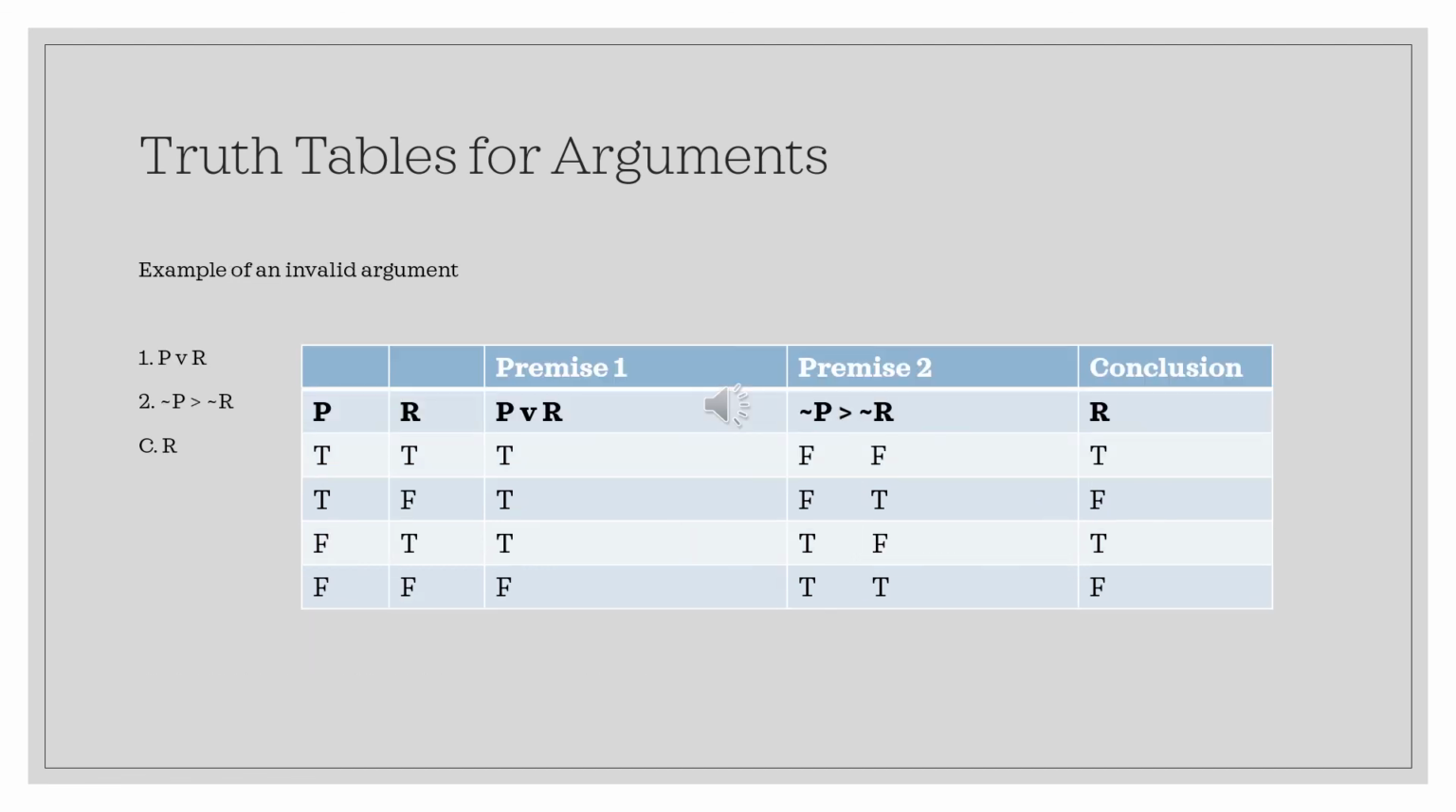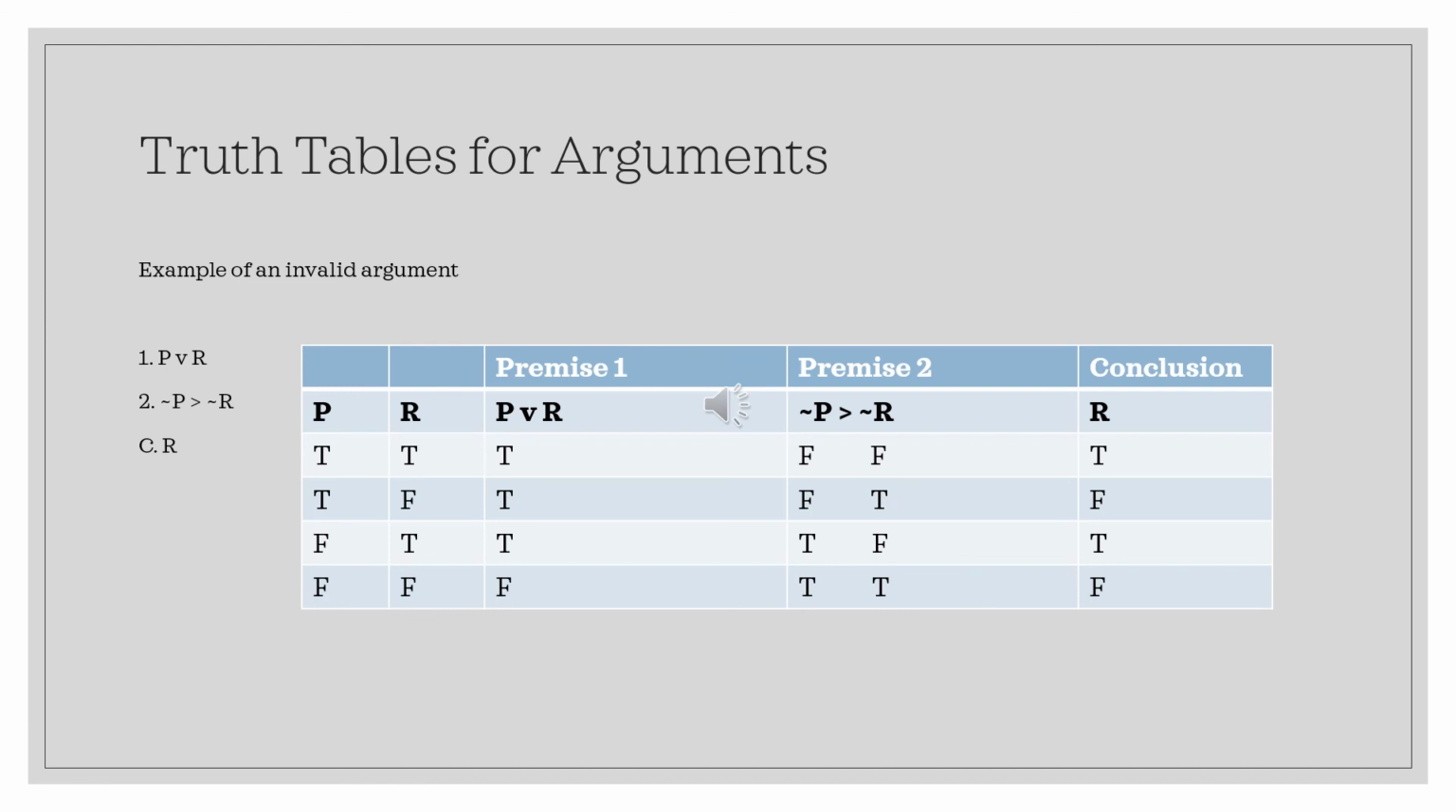Now let's take an example of an invalid argument. So basically we've just got two premises and a conclusion. The first premise says P or R. The second premise says if not P, then not R. And the conclusion is just R. Now, again, what are we looking for? We're looking for a scenario in which the premises are true and the conclusion is false. If we can find such a scenario, then we know that we've got an invalid argument.